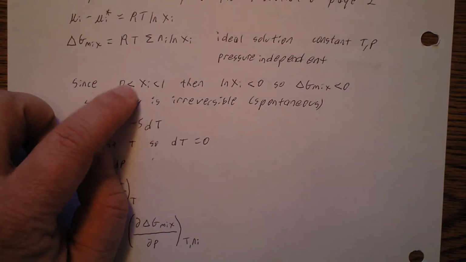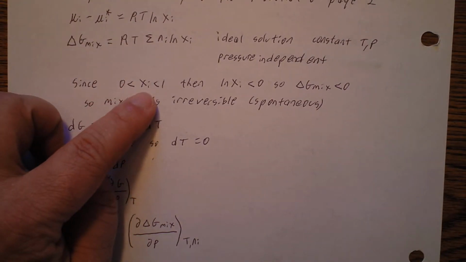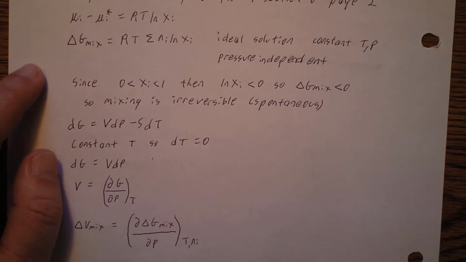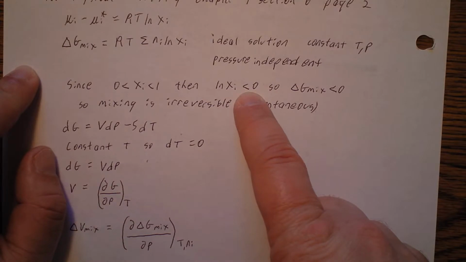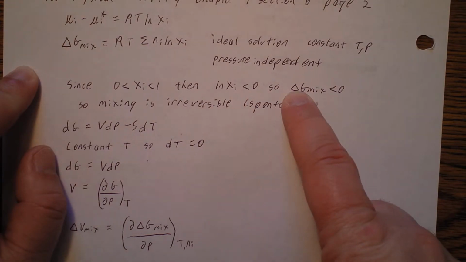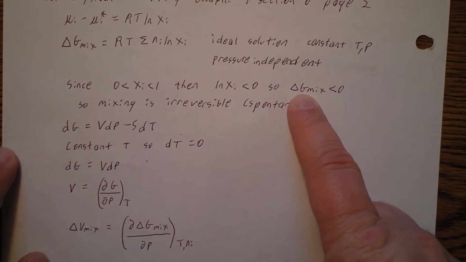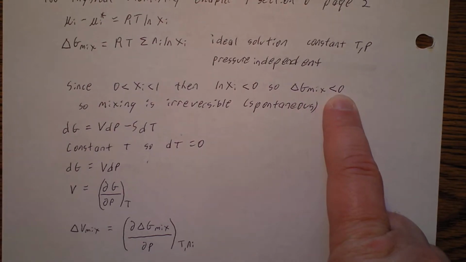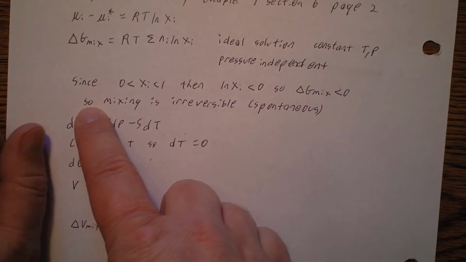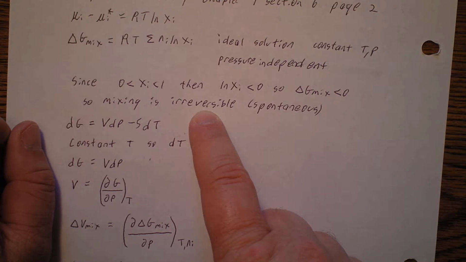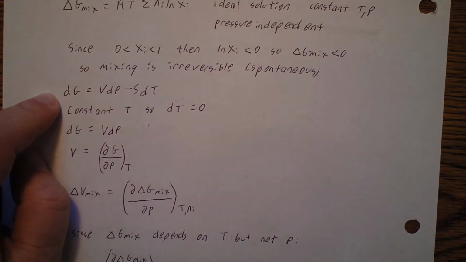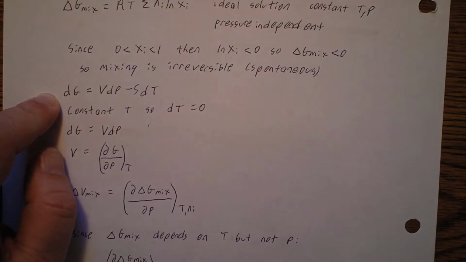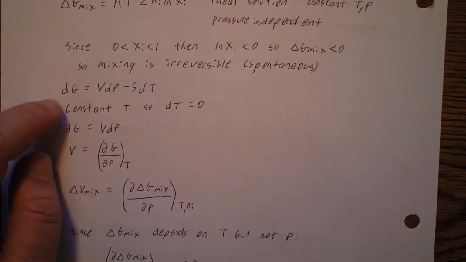Now, since chi i, a mole fraction, has got to be greater than 0 and less than 1 for a solution to be relevant, then the natural log of chi i is going to be less than 0, which means that the change in the molar Gibbs energy from mixing has to be less than 0. What that means is that mixing is irreversible or spontaneous, which is kind of obvious. If something is soluble, it's going to mix spontaneously and not undissolve itself.